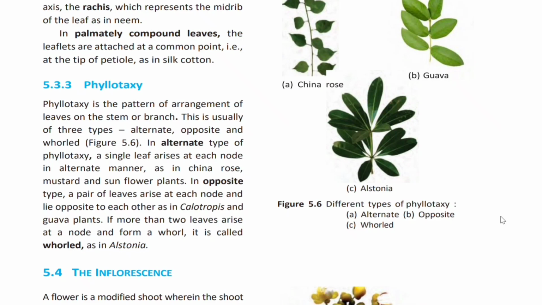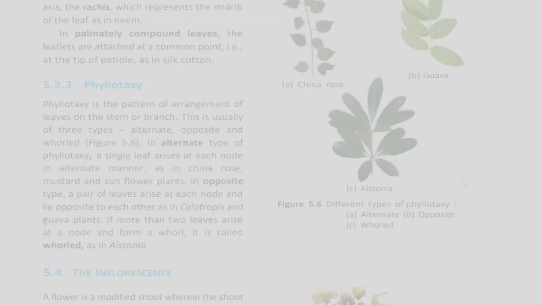Phyllotaxy is the pattern of arrangement of leaves on the stem or branch. This is usually of three types: alternate, opposite and whorl. In alternate type of phyllotaxy, a single leaf arises at each node in alternate manner, as in China rose, mustard and sunflower plants. In opposite type, a pair of leaves arise at each node and lie opposite to each other, as in Calotropis and guava plants. If more than two leaves arise at a node and form a whorl, it is called whorled, as in Alstonia.